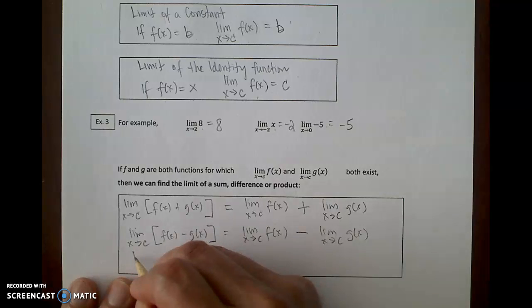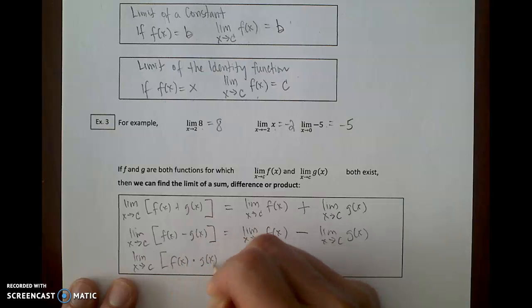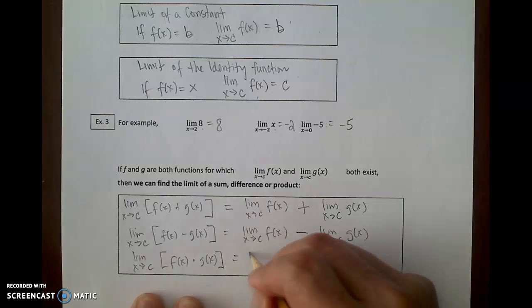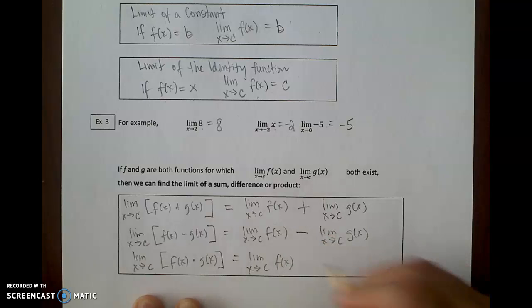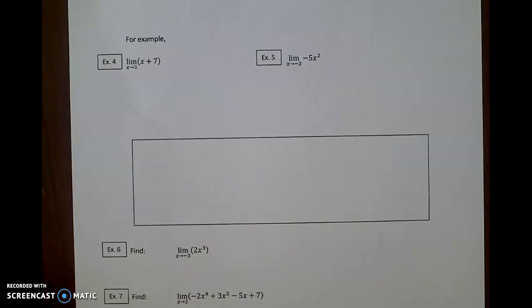And you guessed it, as x approaches c for the product, trying to find a limit as x approaches c for the product of these two functions, you find the limit of each function separately using any other property. Then all you got to do is multiply those two limits together. So let's go ahead and apply those sum, difference, and product properties for limits.